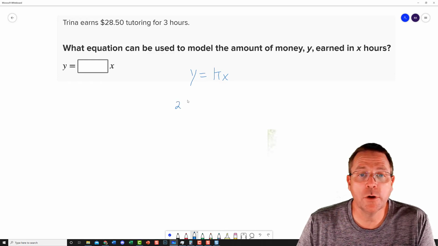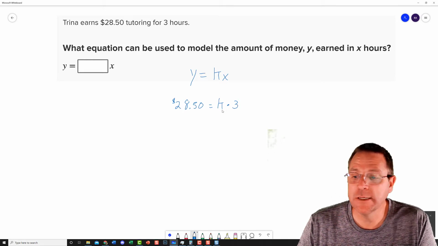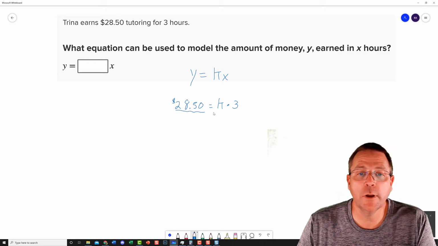From here, the next thing we're going to do is plug in what we know. We know that she earns $28.50, keeping our units in there. Our constant of variation is what we're looking for, and we know that she works for 3 hours. Now what do we do? We isolate our variable. What's our variable? It's k. Who's k's friend? 3. What's 3 doing to k? It's multiplying. What's the inverse operation of times 3? It's going to be divide by 3 on both sides of the equal sign. The 3 divided by 3 becomes a 1. 1 times k is k.